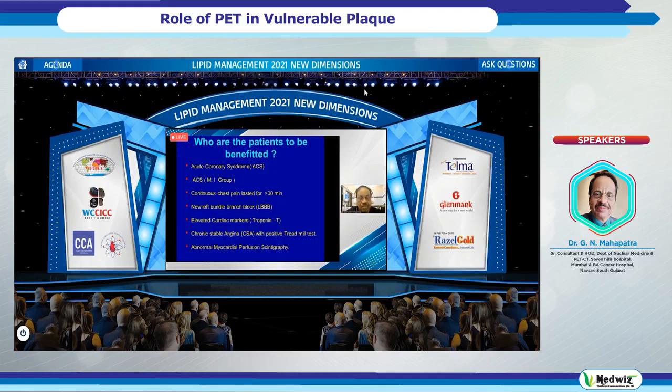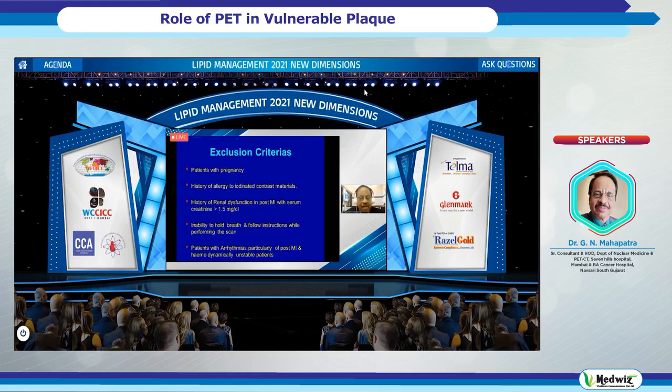So who are the patients to be benefited? Acute coronary syndrome patients, ACS: continuous chest pain lasting more than 30 minutes, new left bundle branch block, elevated cardiac markers such as troponin T; then chronic stable angina, then abnormal myocardial perfusion, which Dr. Pradhan has already spoken about. So what are the exclusion criteria? Who cannot be subjected? Patients with pregnancy, history of allergy to iodinated contrast material, history of renal dysfunction, post-MI with serum creatinine more than 1.5 milligram per dL, and inability to hold breath and follow instructions.